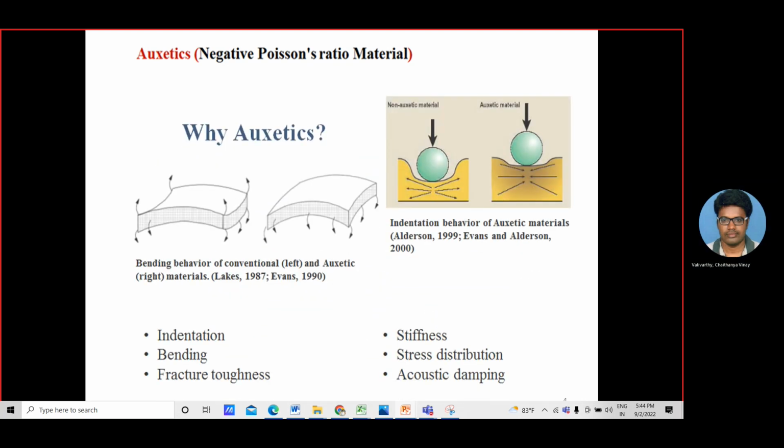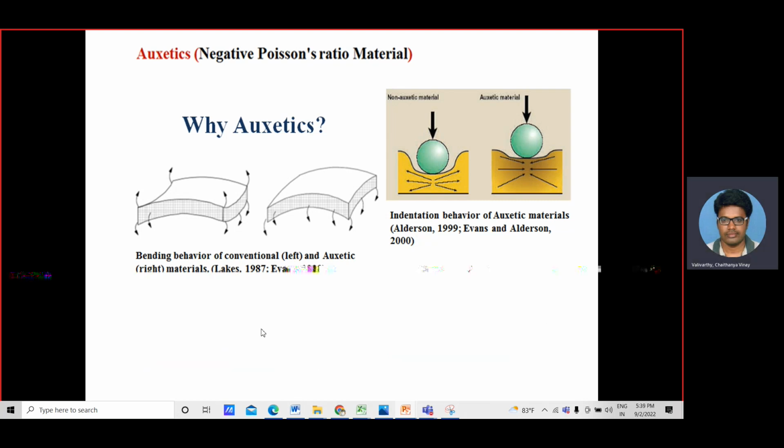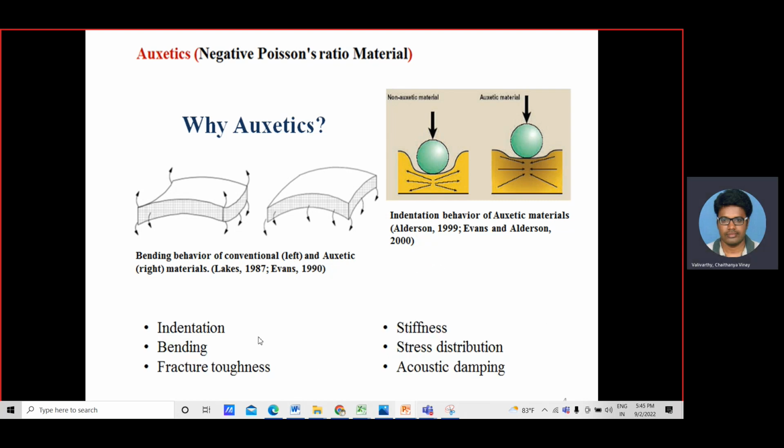And why only auxetics? First, it has high indentation resistance, good bending behavior, good fracture toughness, and good stiffness, and at the same time good stress distribution, which is very important in the case of cushions in rehabilitation applications. There is also acoustic damping, and high indentation resistance, which is very important in rehabilitation applications.